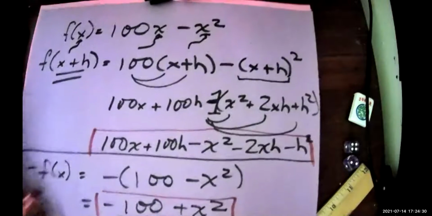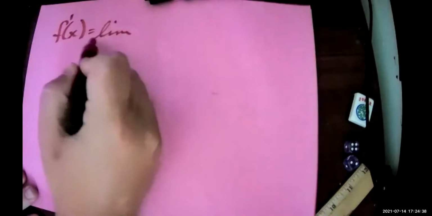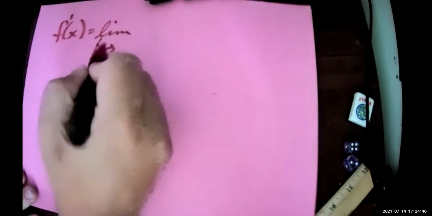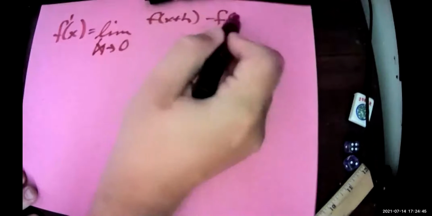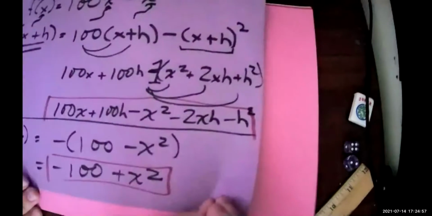So now, remember that the formula for the derivative, f prime of x, is the limit as h approaches 0 of f of x plus h minus f of x all over h. By the way, that is h. Sorry about that. All right. Such a limit as h approaches 0 of f of x plus h, which I have just found to be all of that stuff. I'm going to copy it.